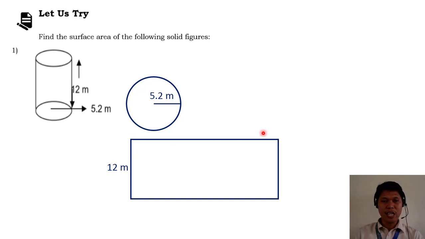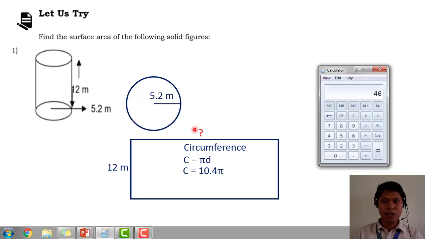The length of this is unknown, and if you analyze the circumference of this circle, it is actually the length of this parallelogram. So we remember that the circumference is equal to 2 pi r, or pi times d. And since pi is 3.14 times the diameter, which is 10.4, it is 10.4 times pi. 10.4 is actually 5.2 times 2. I will be using the calculator so that you can see.